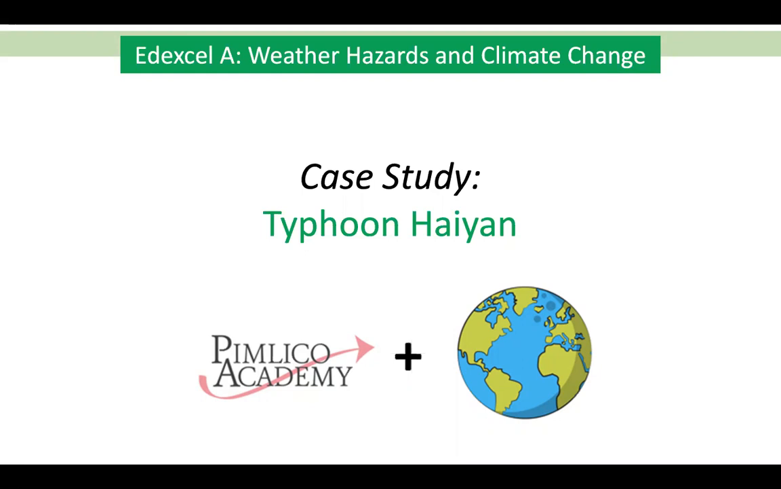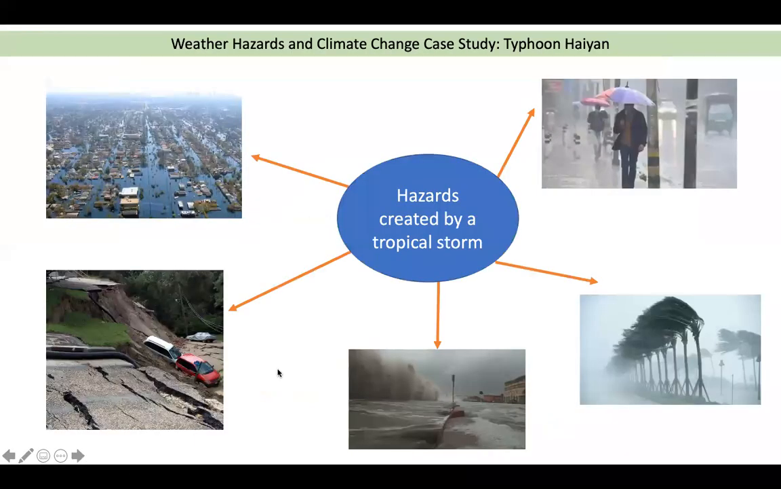Okay, before we have a look at the actual case study itself, I just want to do a little bit of a recap on the hazards created by a tropical storm. Remember, a hazard is something that has the potential to cause loss of life, damage to property, environmental damage, has economic costs, and overall disrupts people's lives. So there's 5 images there to help you out. List the 5 hazards created by a tropical storm. Pause the video, have a go on your own in 3, 2, and 1.